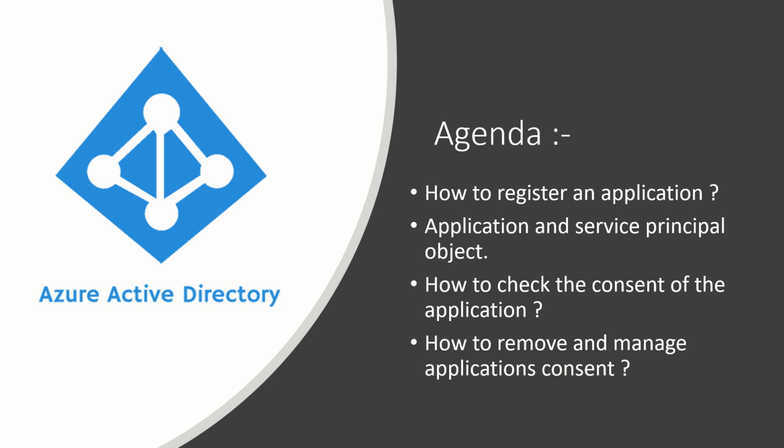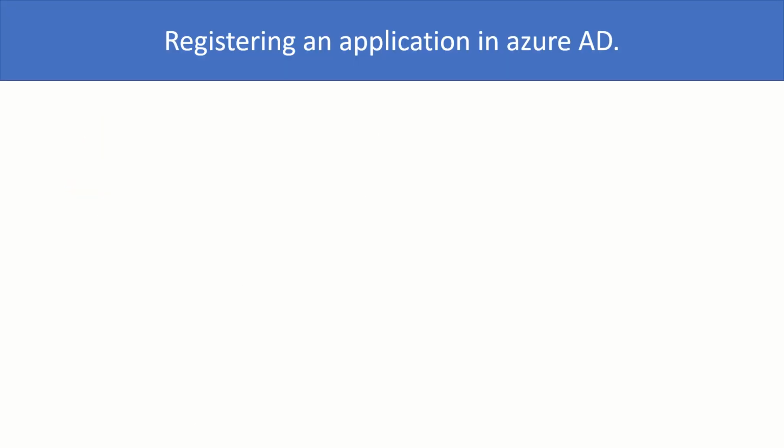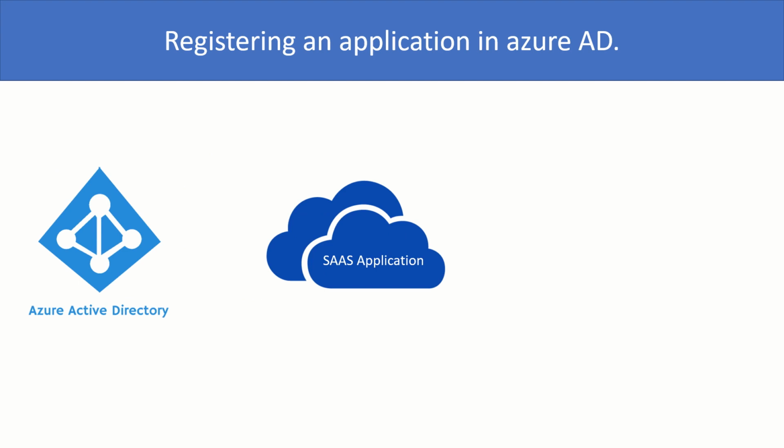So for every user who is consenting to the application, there will be a consent object that will be created. I will be showing you that as well with the help of PowerShell. But before we move on with the entire demonstration of how exactly things work under the hood, let's consider a simple scenario wherein I'm going to add an application in Azure Active Directory.